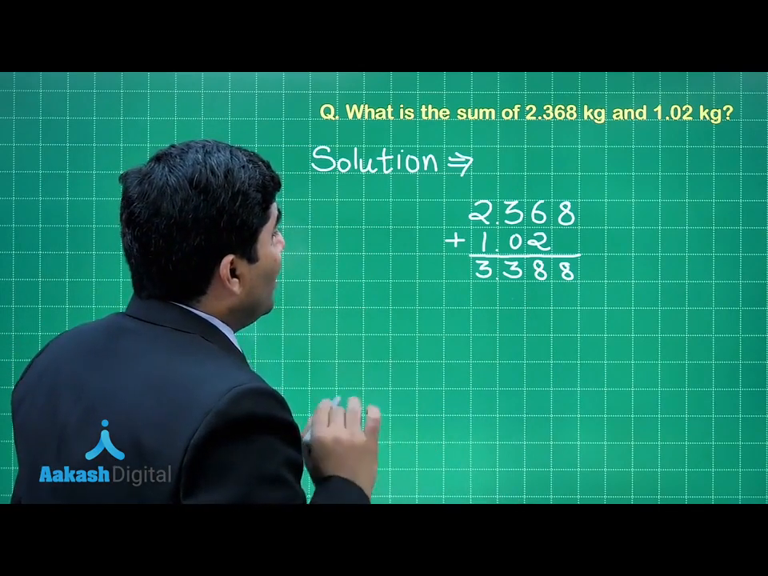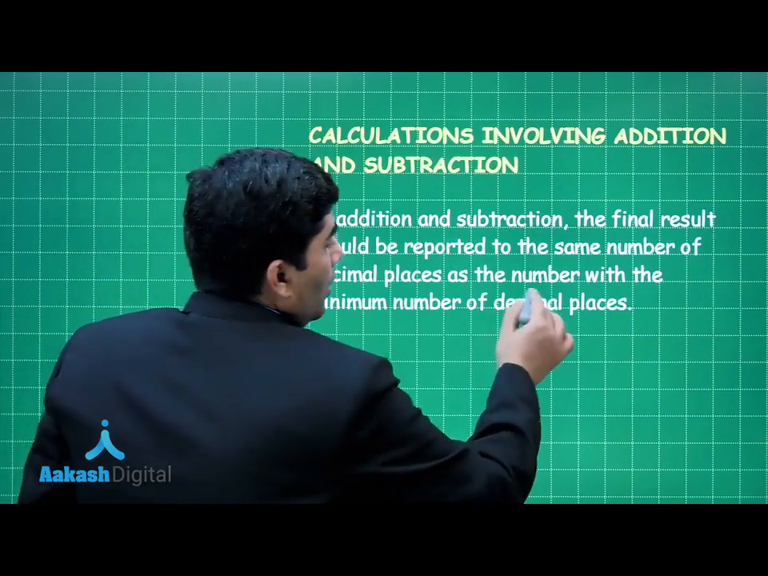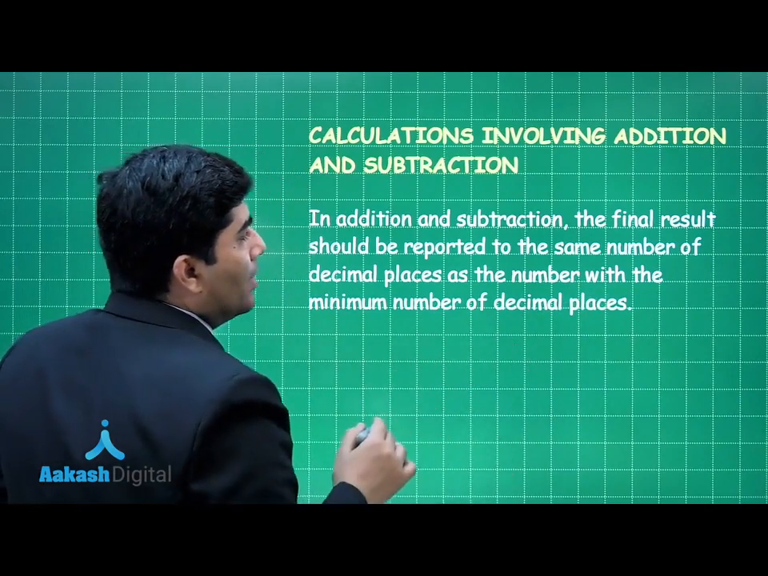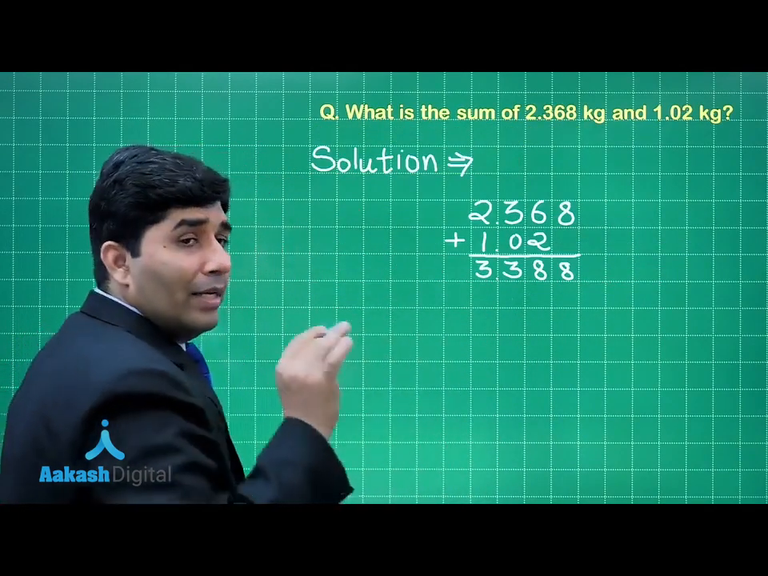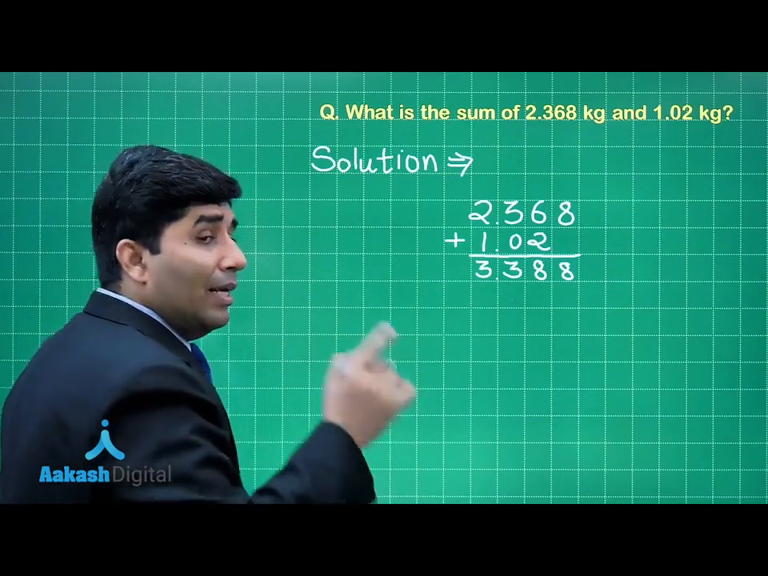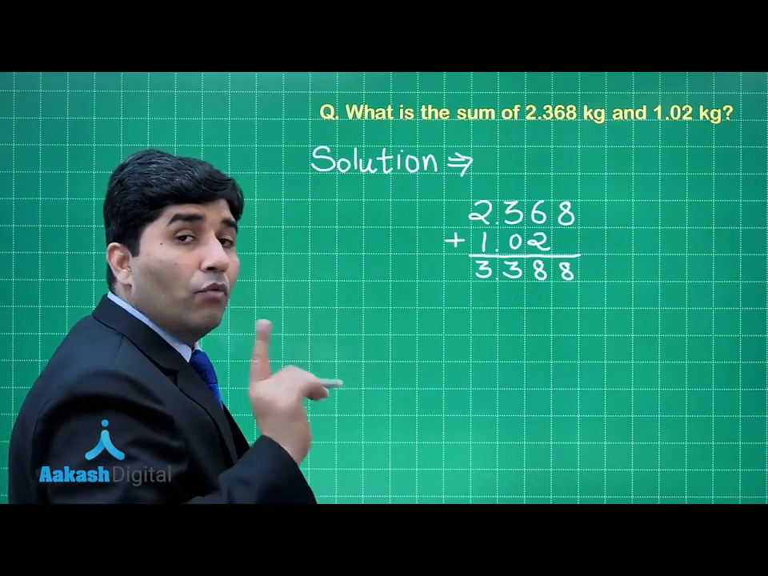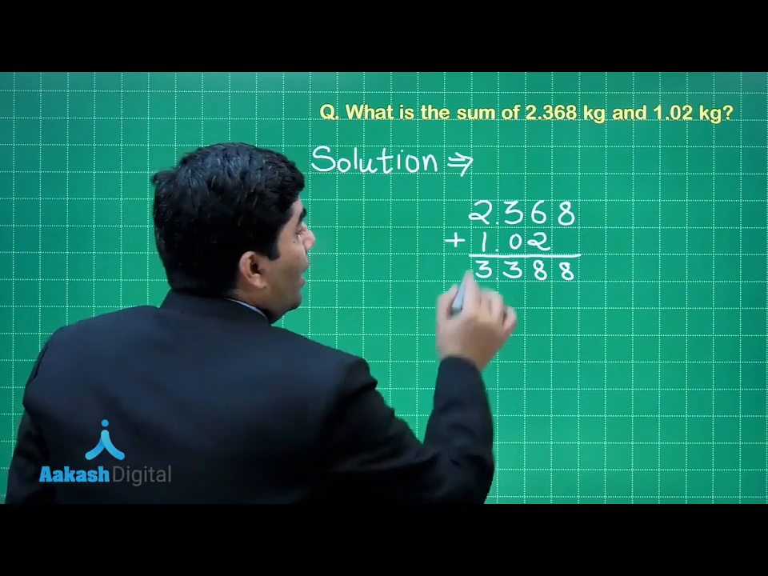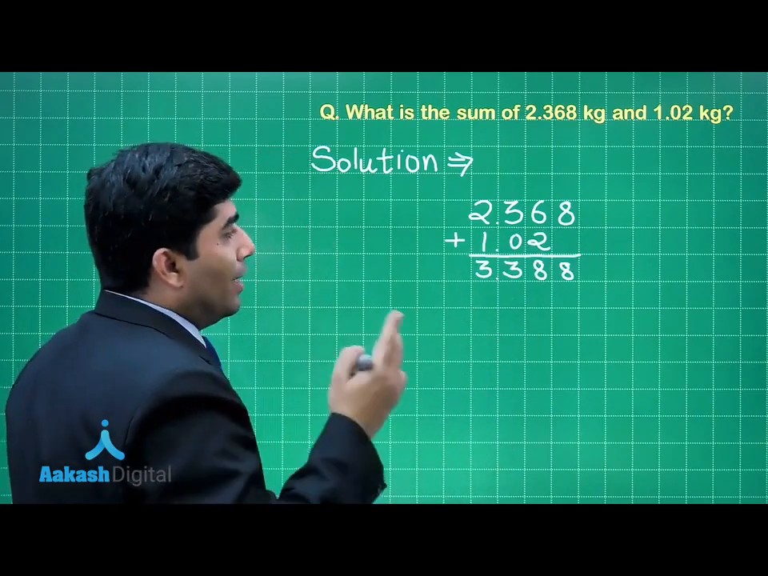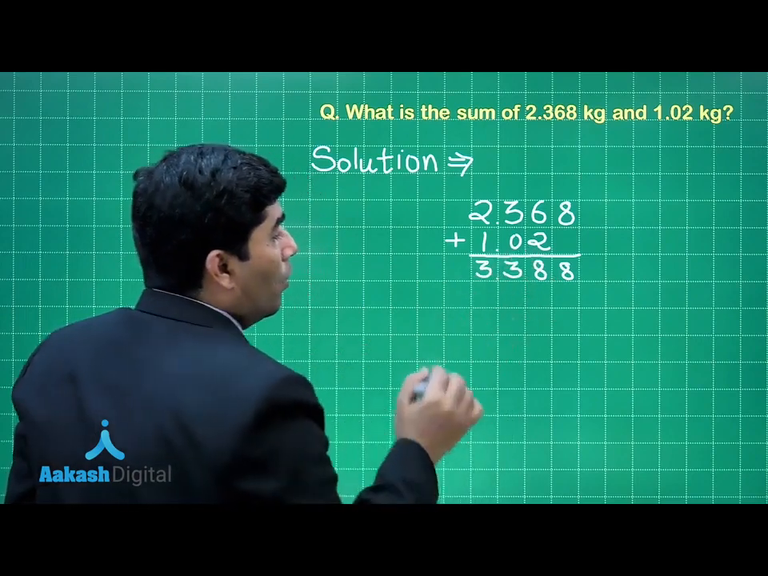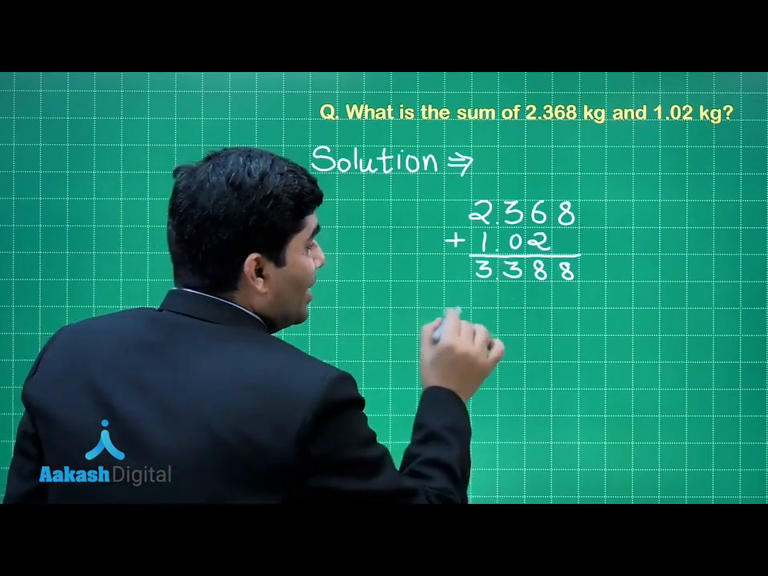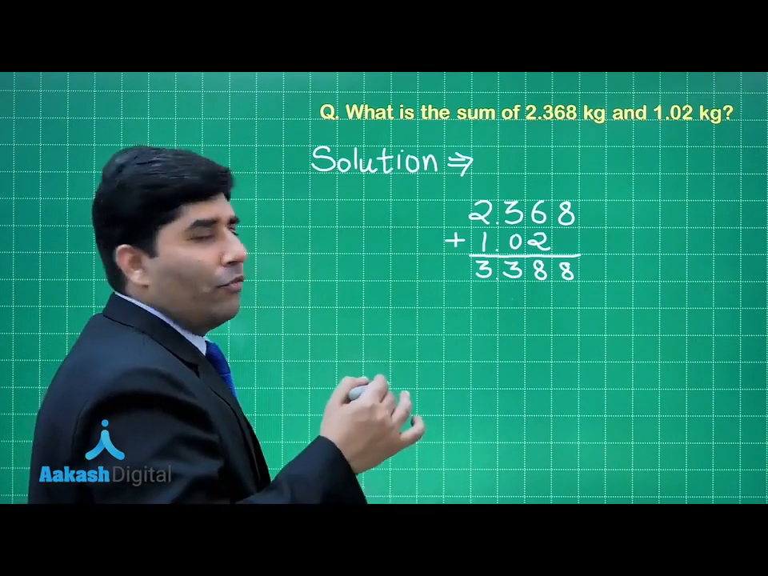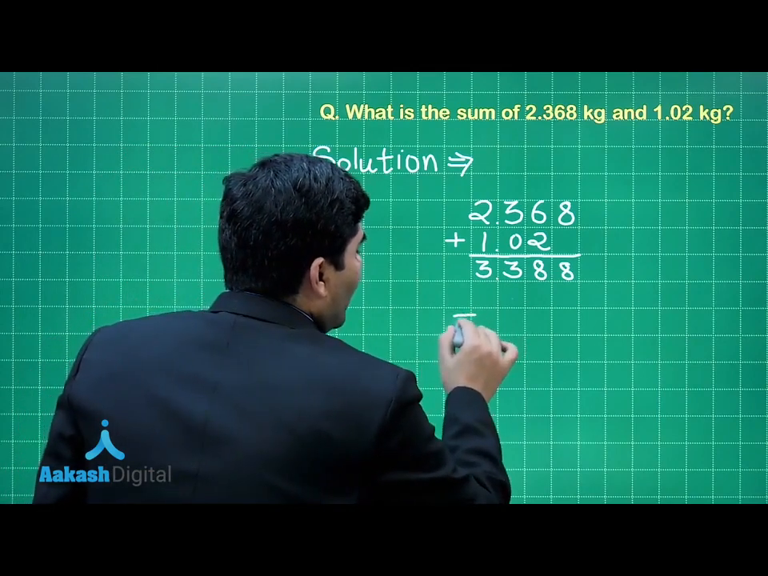Now what is it saying? It says the result depends on the number with the minimum number of decimal places. It means the answer will depend on that number which has the least number of significant figures after the decimal. So here after the decimal we have 3 significant figures and here we have only 2. So in the answer we should have 2 significant figures. That's why we have to round it off.